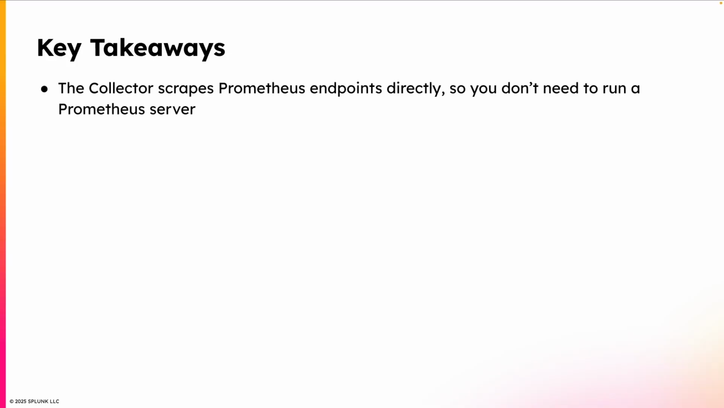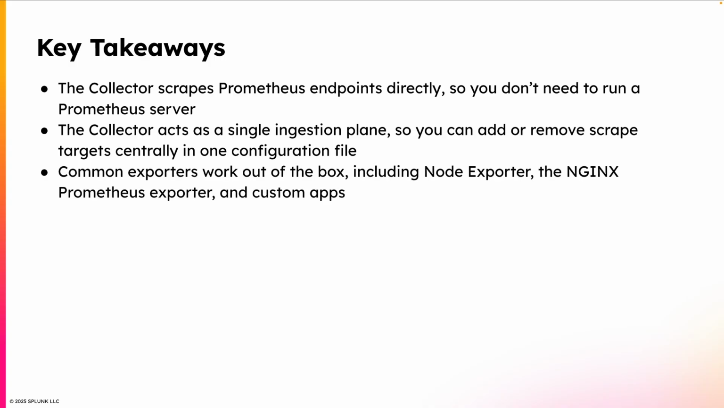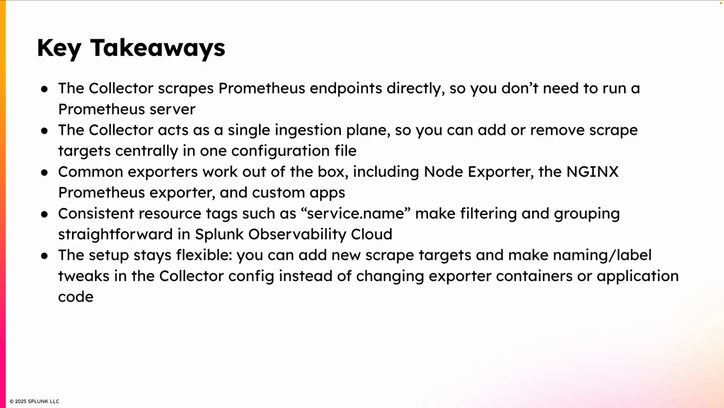Here are some of the key takeaways from our demonstration. The collector scrapes Prometheus endpoints directly, so you don't have to run an independent Prometheus server. And it acts as a single ingestion plane, so you can add or remove scrape targets centrally in one configuration file. Common exporters like Node Exporter and the NGINX Prometheus Exporter work right out of the box. And consistent resource tags like the service name make filtering and grouping straightforward in Splunk Observability Cloud. And it's flexible. You can add new scrape targets and make tweaks in the collector config instead of changing exporter container configuration or application code.